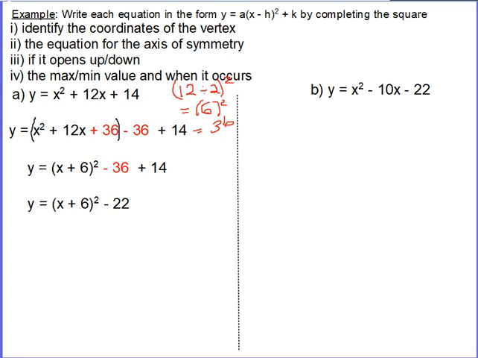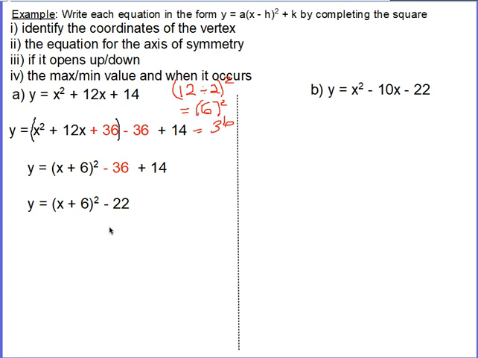So we should get negative 22 at the end. So yeah, y equals (x plus 6) squared minus 22. That is completing the square, just like that in 3 steps. So now it wants us to identify the coordinates of the vertex, which should be negative 6, negative 22.